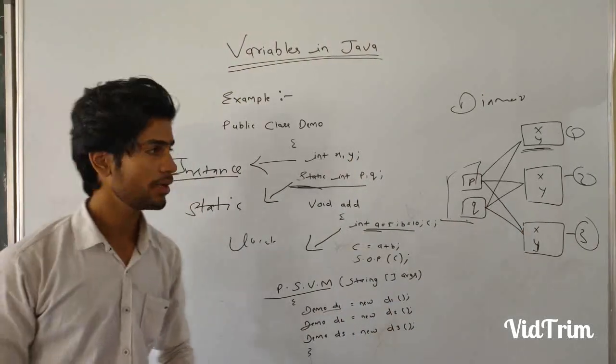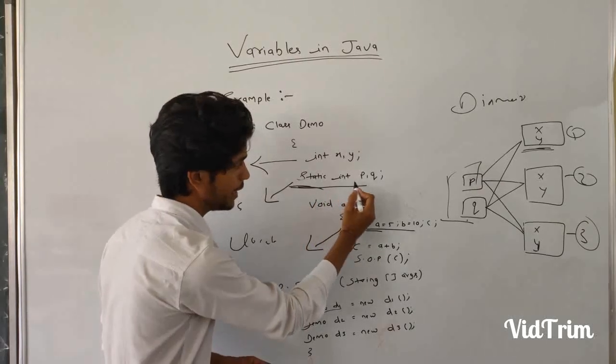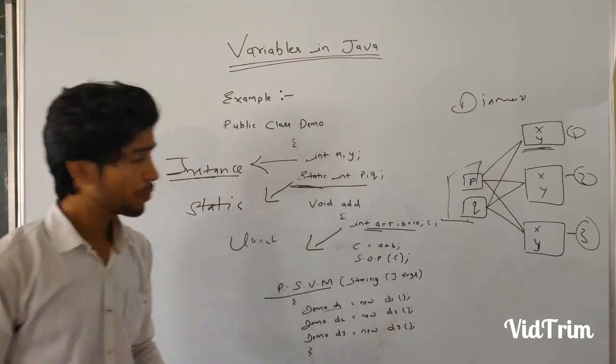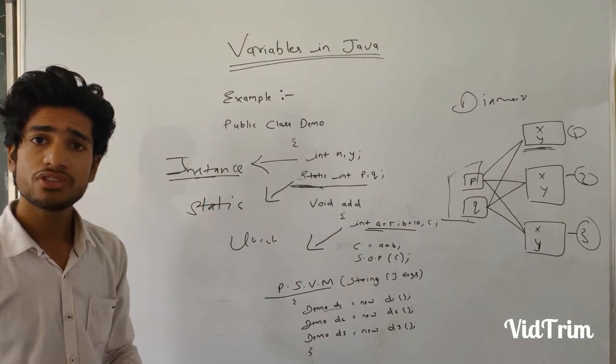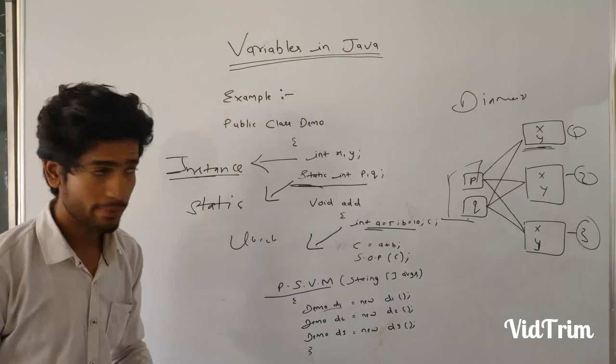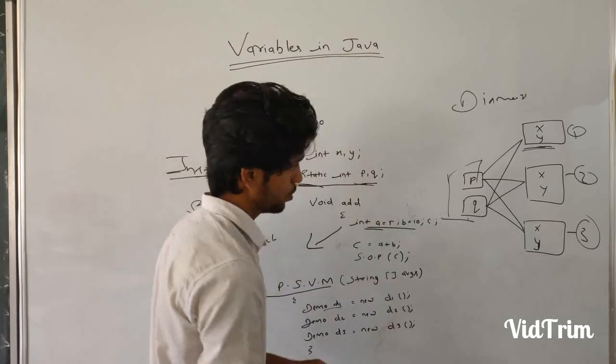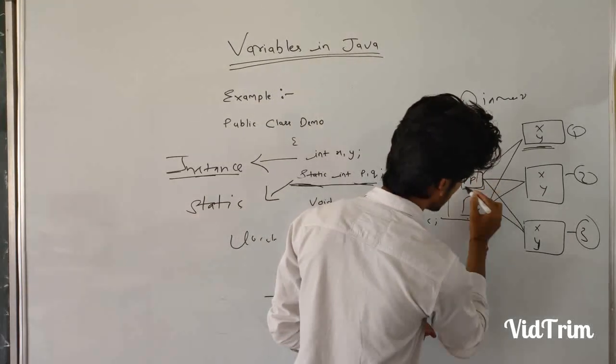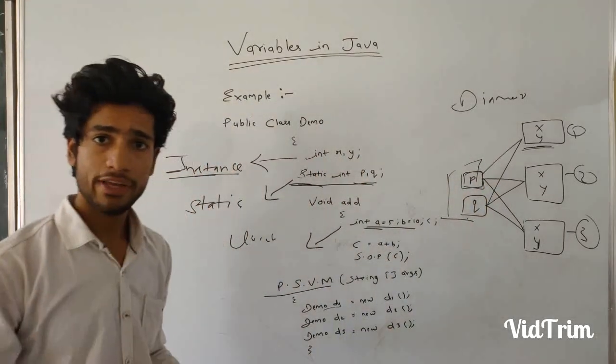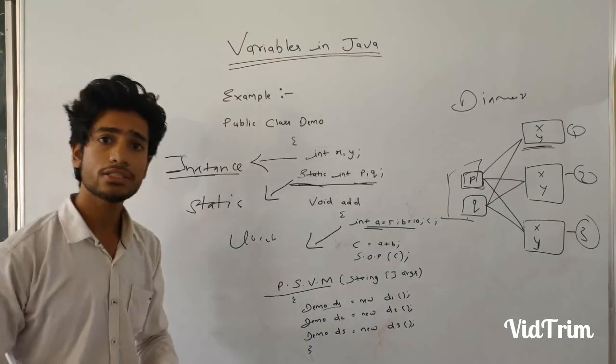Now for static variables p and q. For p and q, there will be a single copy for all the static variables. That means even though we create the two variables p and q, there will be a single copy for the entire class of all the static variables. That's why they are called static variables.